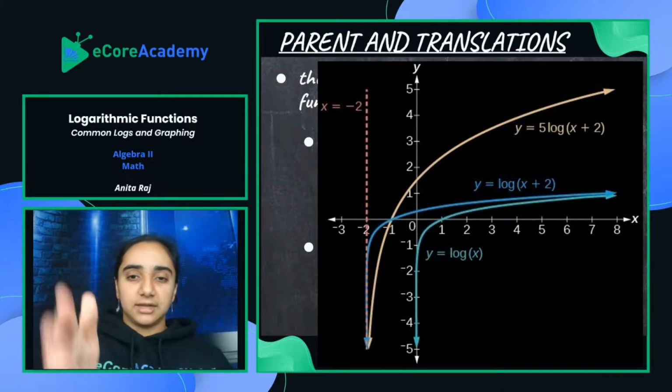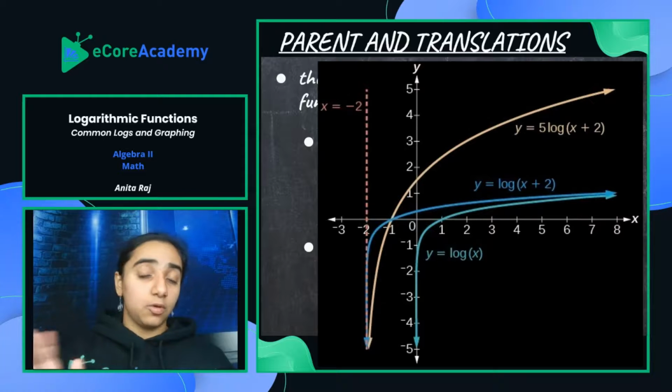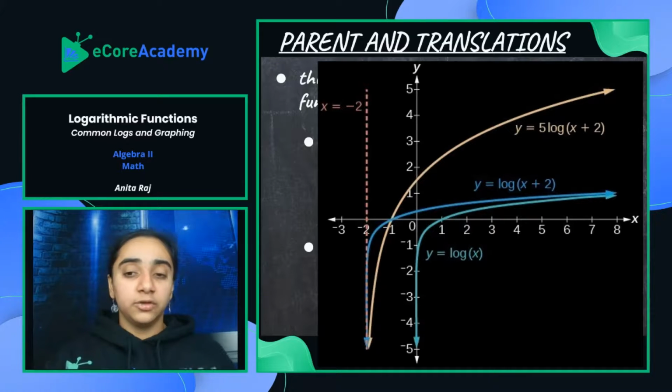So as you can see, x equals -2 is our vertical asymptote that we're working with. The parent function in this case is y equals log of x. If we translate it horizontally by h, we get a new function, y equals log of x plus 2.